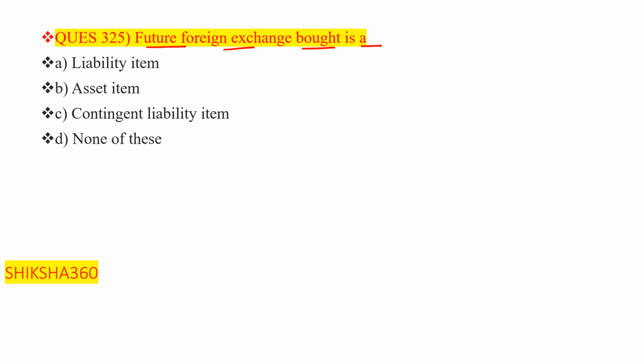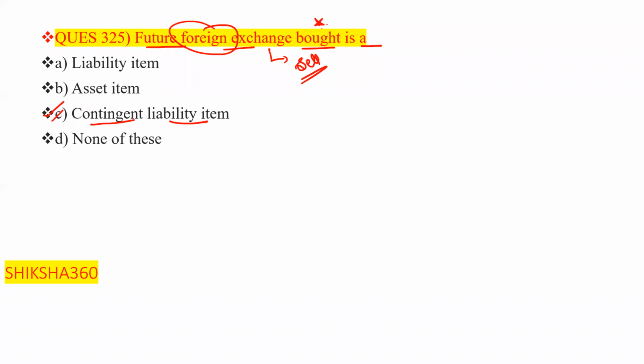Liability item, asset item, contingent liability item. The option is none of the above. So basically, future foreign exchange bought, according to me, it is a contingent liability item. Why? Basically because we are buying it because we want to sell it.